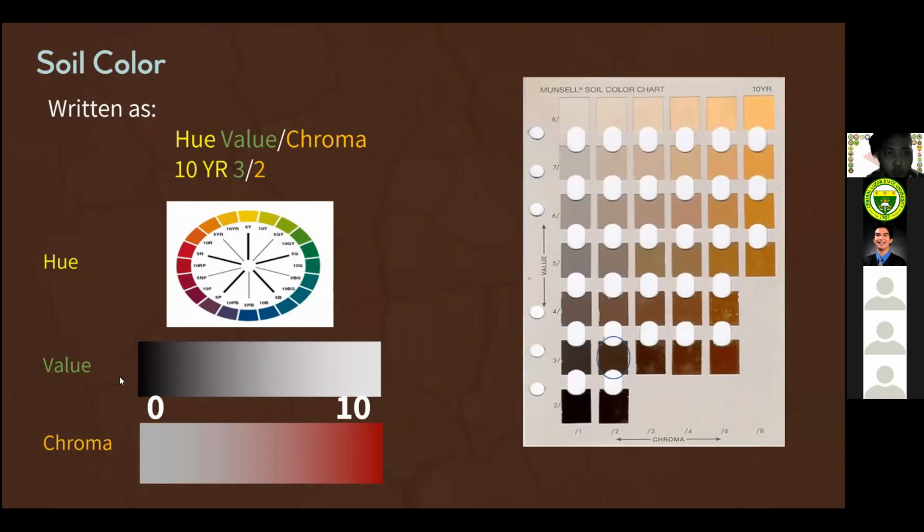So if you will be asked if the value of the color is lower, does the organic matter content become higher? The answer is true because it is darker. Because we all know that the darker the color of the soil, the higher the organic matter content. Then the chroma. The higher the chroma means the stronger its color. Okay, the color is more visible, more vivid.